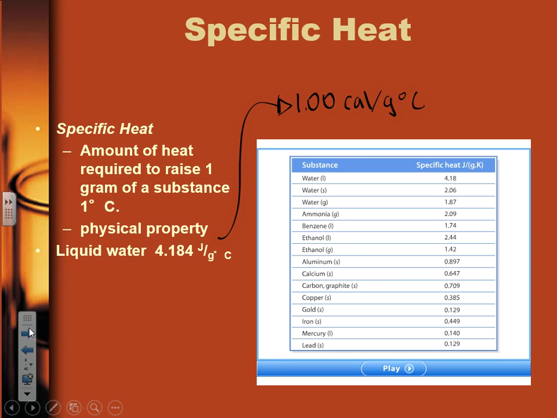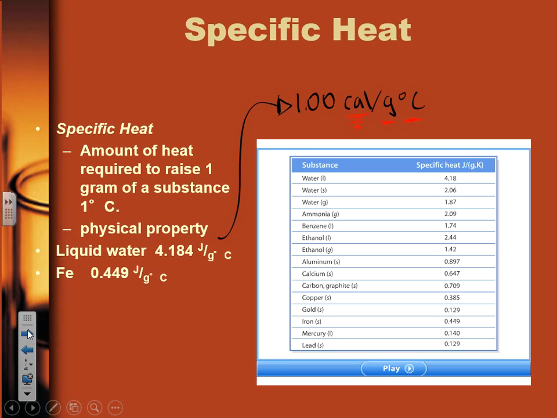Okay, so we said that it is the amount of heat, which is why we use a unit of heat, required to raise 1 gram of a substance by 1 degree Celsius. That's why it's calories per gram Celsius or joules per gram Celsius. We could also measure it in joules per gram Kelvin or calories per gram Kelvin. We have multiple units that could be used here.